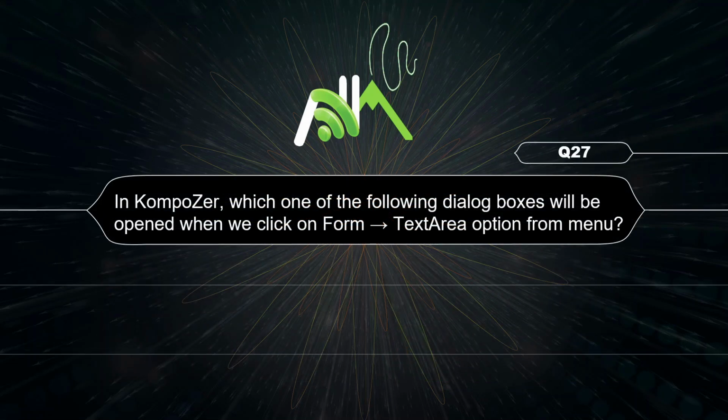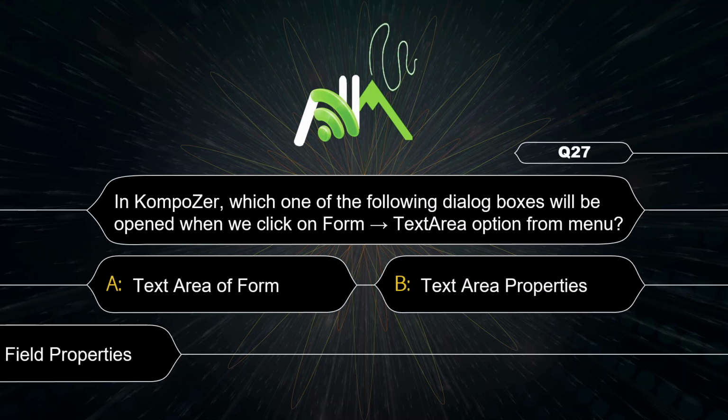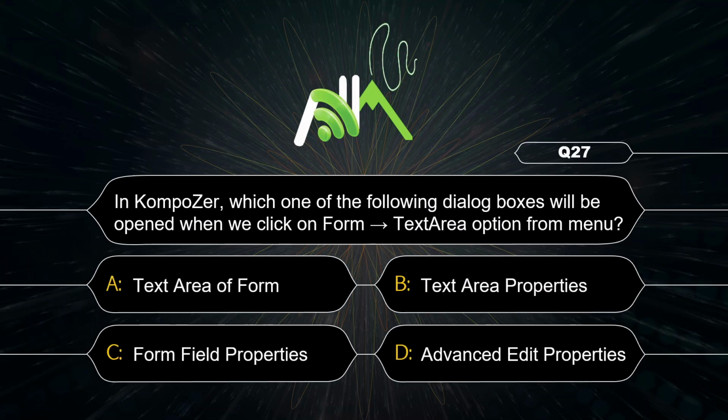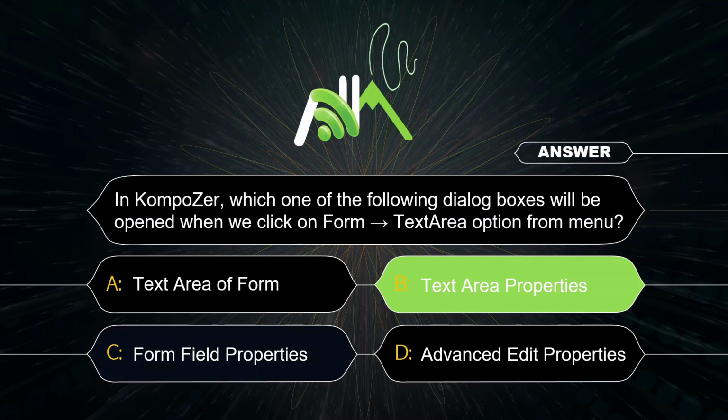Yes, when you click the form menu and then text area, which dialog box will you get? Then you will get text area properties. And if you select the form menu and selection list, you will get selection list properties. So accordingly you will get that particular dialog box. So the correct answer here is text area properties.